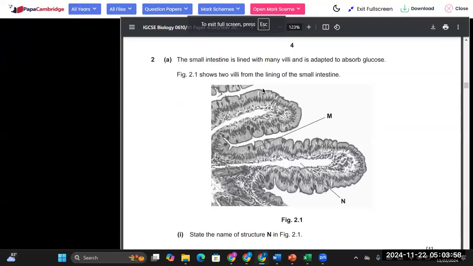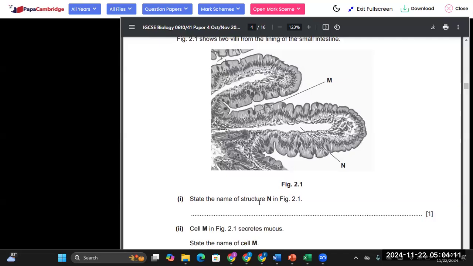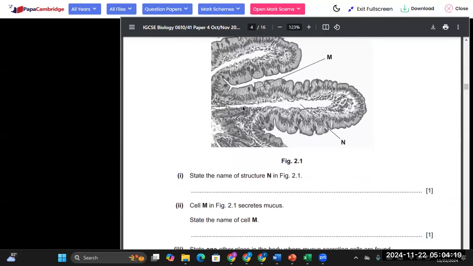A small intestine is lined with many villi and is adapted to absorb glucose. Okay. Figure 2.1 shows two villi from the lining of small intestine. State the name of the structure N on figure 2.1. If this is structure N, the one in the middle, can you tell me what you think the structure N is? If you remember, I taught you the structure of the villi. And in the center of the villi, we had this structure that was responsible for absorbing fats. Do you remember what was the name of that structure?